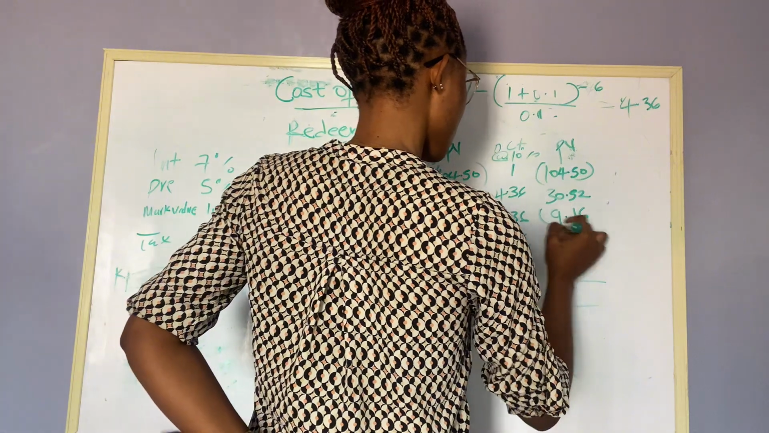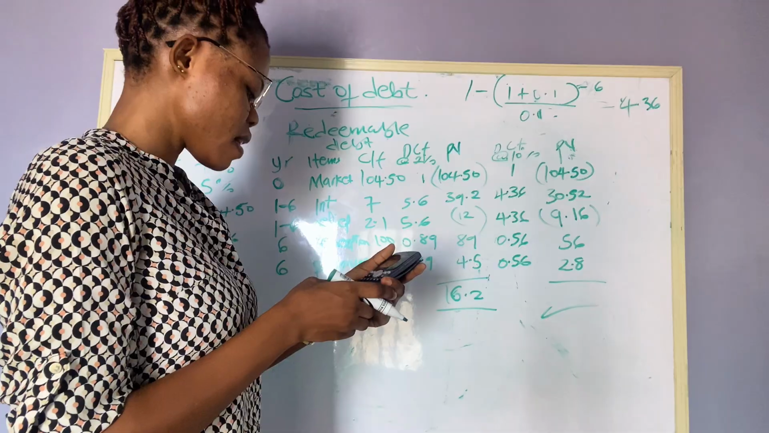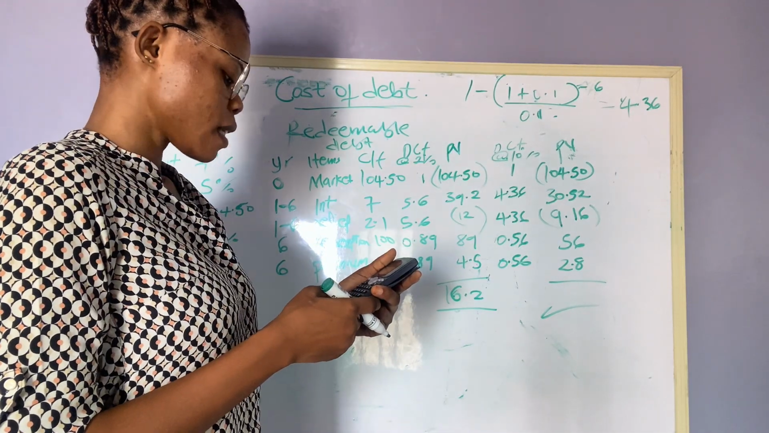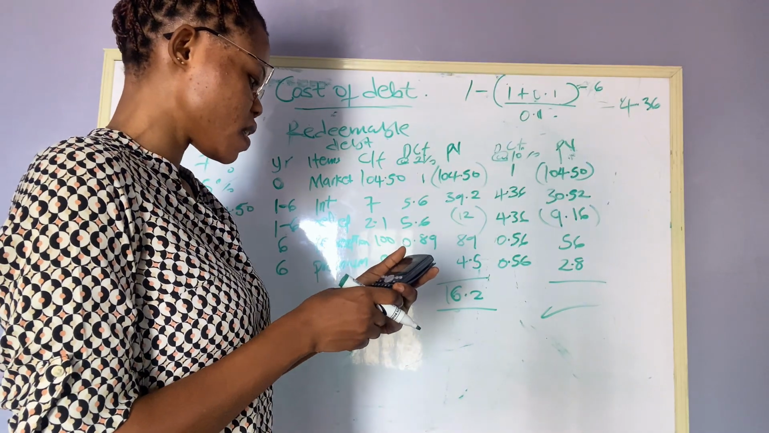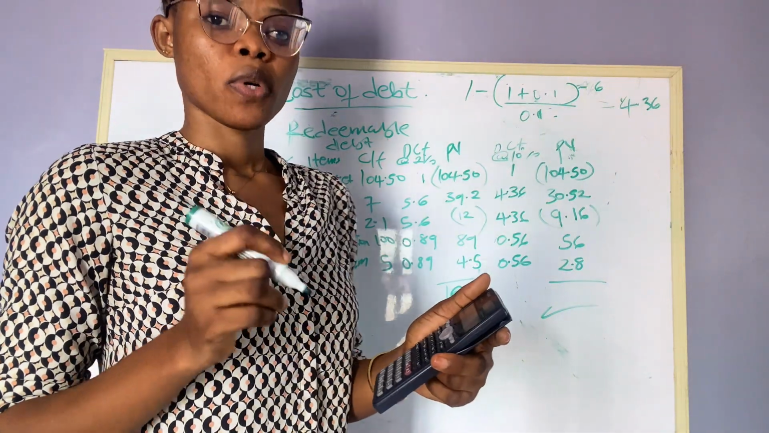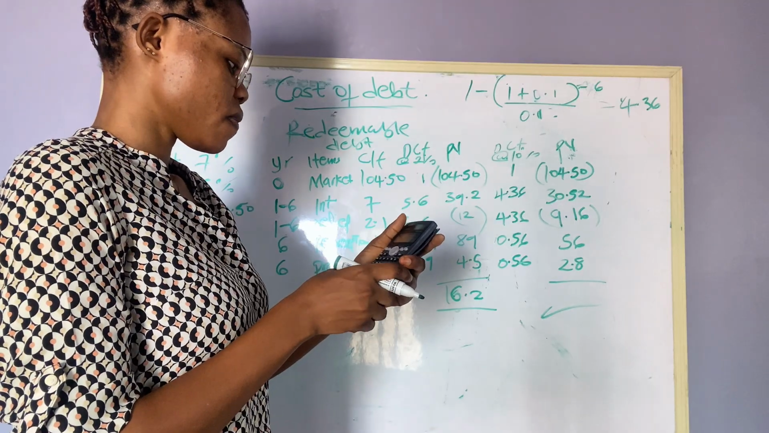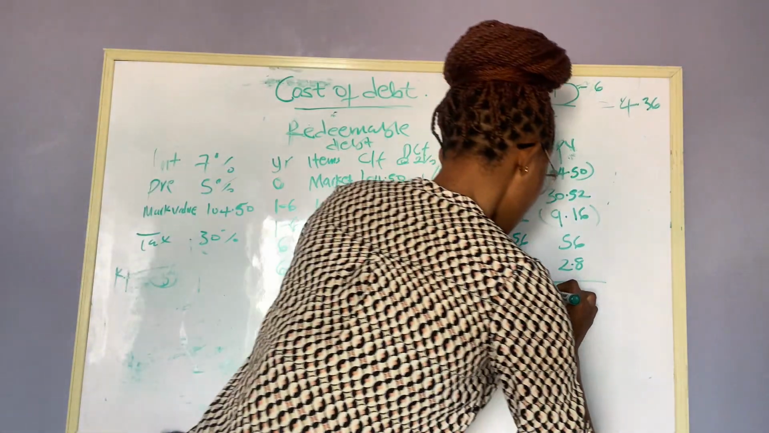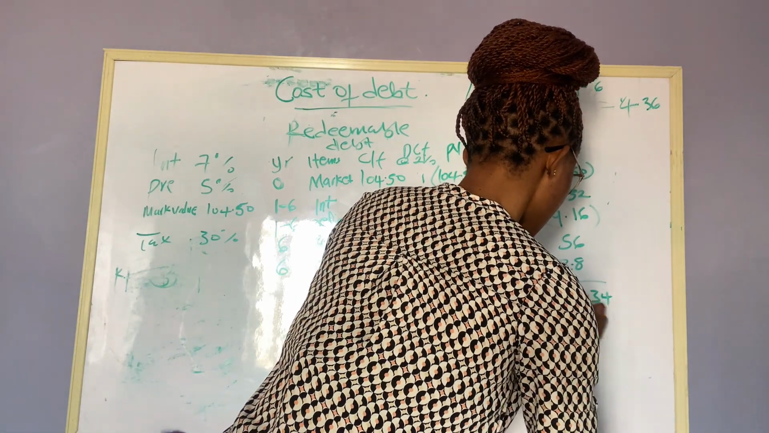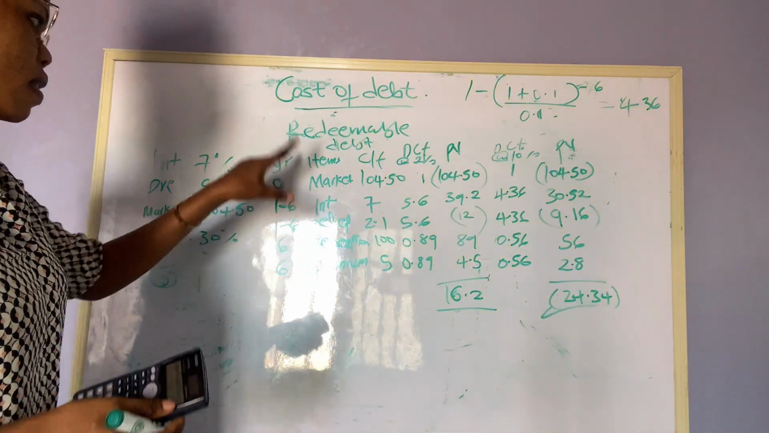Remember, this one is what? Inflow. So we're going to deduct that. That's 30.52 minus 9.16, right? Then plus 56 plus 2.8, we have 80.16. So minus that 104.50, that's negative 24.34. So this is it.